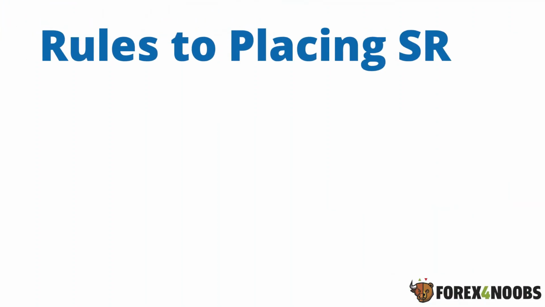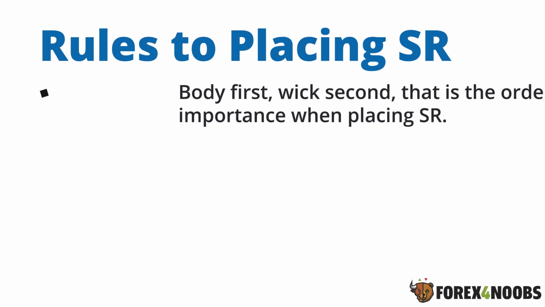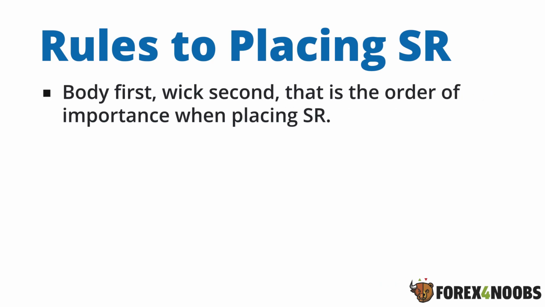Okay, so let's start with the main rules. There are 3 main rules to placing support and resistance. Rule 1, BW. Body first, wick second. That is the order of importance for placing support resistance areas. If that doesn't make sense, don't worry. There's going to be more on this in a minute.